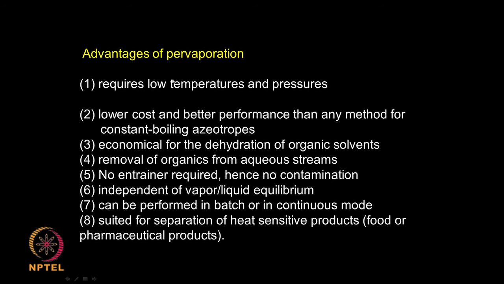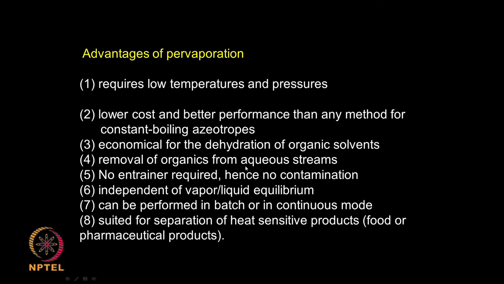So, what are the advantages? It requires low temperature and pressure. So, if there are thermally labile products like fruit juices, syrups or sugar solutions, it is easy to operate. It is lower cost and has better performance than, say, azeotropic distillation. It is economical for dehydrating organic solvents. Suppose I want to make 100% butanol, that means I want to remove all the water. If I want to make 100% ethanol, then I may have to resort to azeotropic distillation, adding some third component to break the azeotrope, whereas pervaporation does not require that.